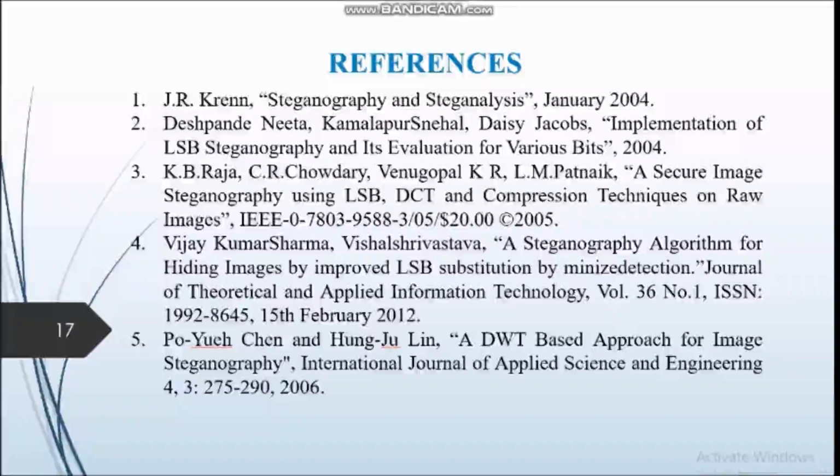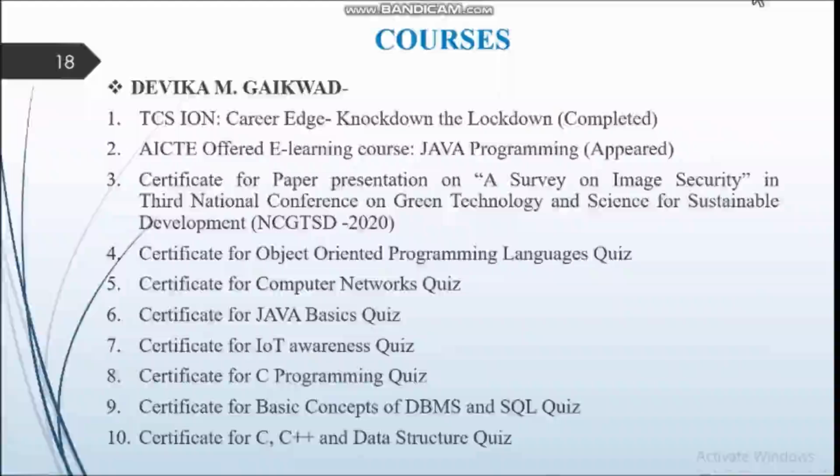These are the references. These are the certificates for the courses and a quiz that were acquired by the group members.